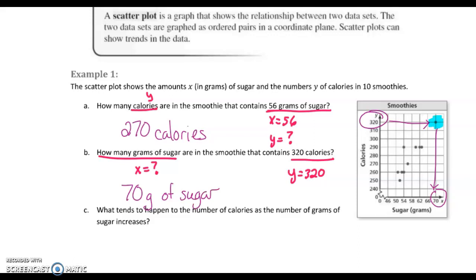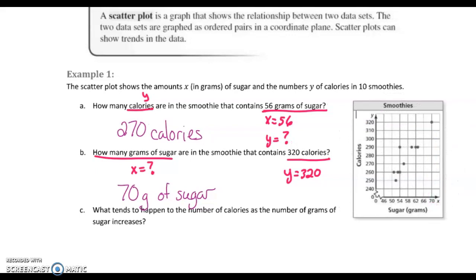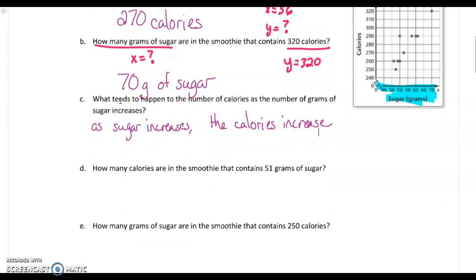And then it asks, what tends to happen to the calories as the number of grams of sugar increases? Well, sugar is the x-axis. As the sugar increases, as you go farther to the right, the points get higher. That means the calories also increase. So more sugar means, as a general rule, more calories.